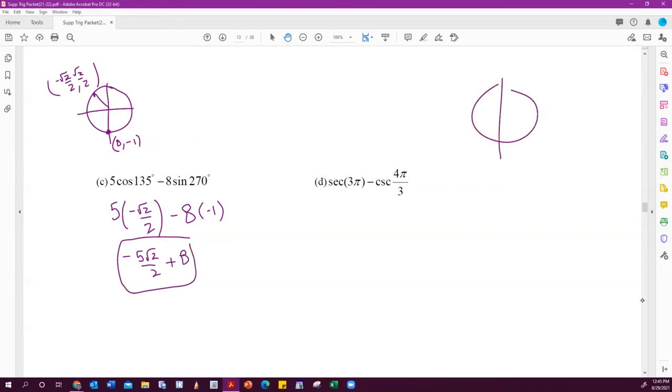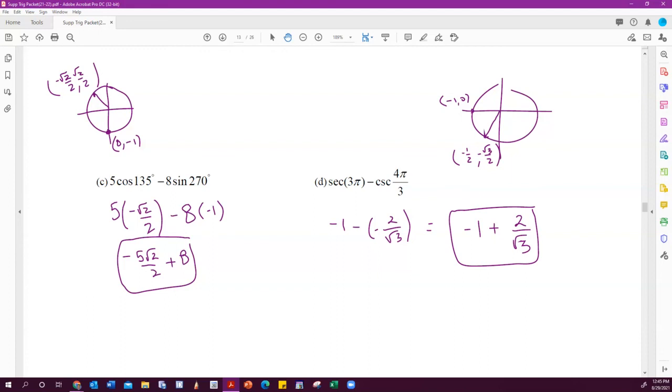And then finally, 3 pi is a whole circle plus another pi, negative 1 comma 0. Secant is the reciprocal of the cosine, so the reciprocal of negative 1, which is also negative 1. 4 pi over 3 is located down here. That's at negative 1/2, negative rad 3 over 2. And so its sine value is negative rad 3 over 2, and thus its cosecant value is 2 over rad 3. So the final answer I'm getting here is negative 1 plus 2 over rad 3, barring any simplification you wish to do.